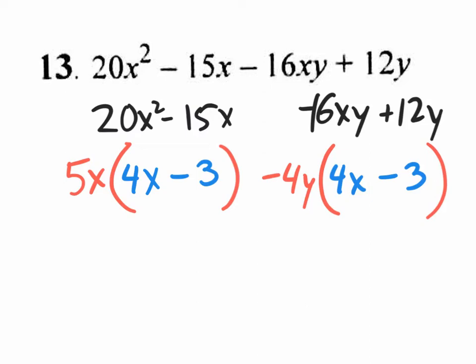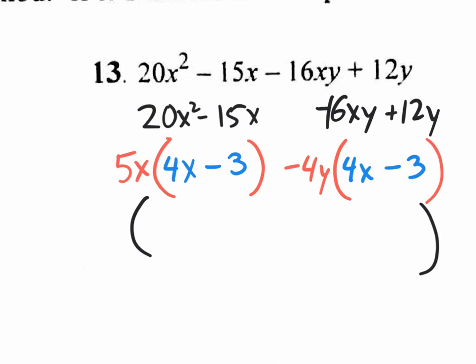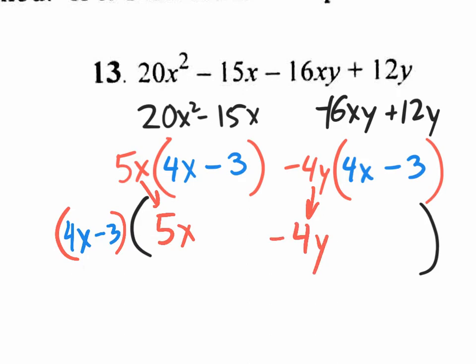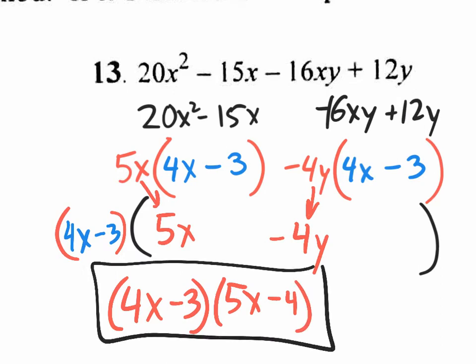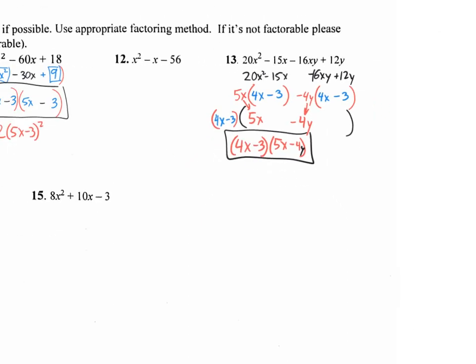So what I'm going to do now is do some exaggerated parentheses. I'm going to zoom out a little, and I'm going to pull out that common binomial of 4x minus 3. 4x minus 3 gets pulled out. The 5x comes down right there. The negative 4y comes down right there. And that's it. That's your answer. But let's write it with the correct size parentheses. We have a 4x minus 3, and we have a 5x minus 4y. Thank you. Forgot the y. And that is it for number 13. Let's jump to number 15.